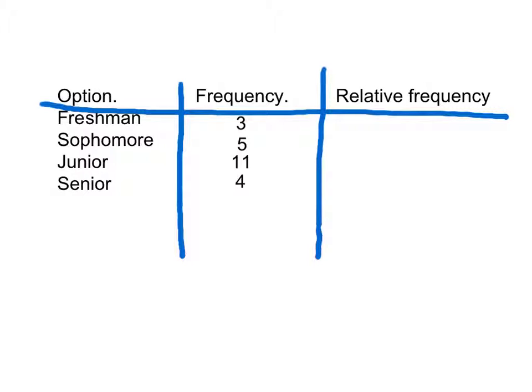Now we need to work on the relative frequency. Relative frequency is the number of freshmen that there are compared to the whole group. So how we do that is we would divide the 3 by the 23, which is the whole number of people in the club.